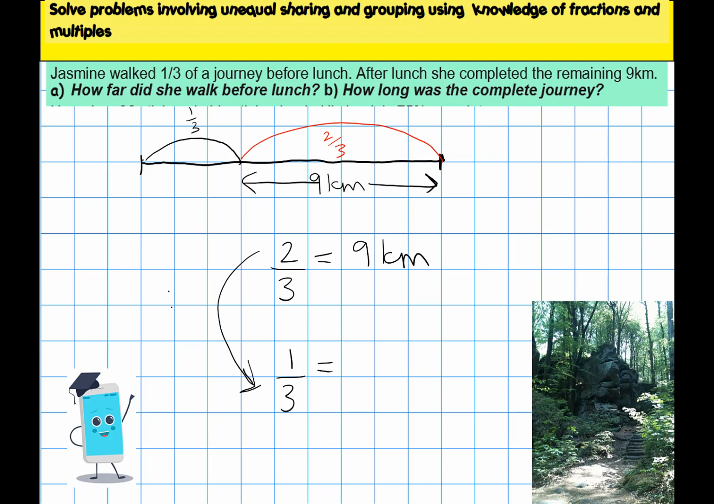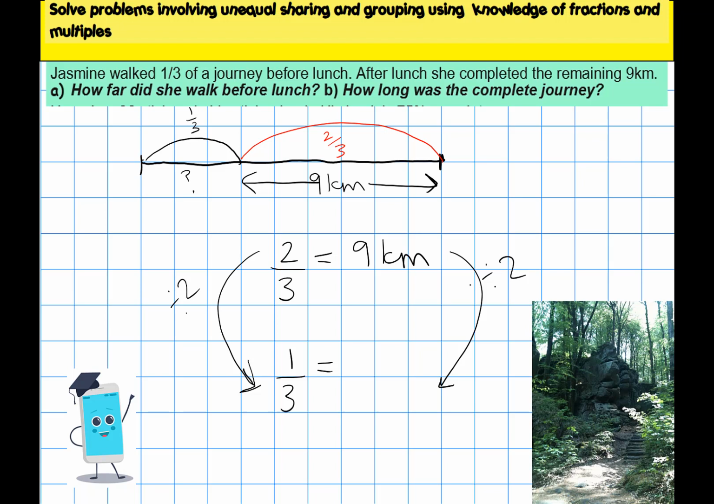Well, 2/3 divided by 2 makes 1/3. 2 lots of 1/3. 1/3 plus 1/3 makes 2/3. So I'd need to divide that by 2 to figure out what 1/3 is, and that will tell me my answer to question A. Once I've got my answer here and I put it here, I can add these two amounts to figure out how long the complete journey was. So try and give that a go now. Otherwise, if you stay tuned, I'm going to go through the answer.